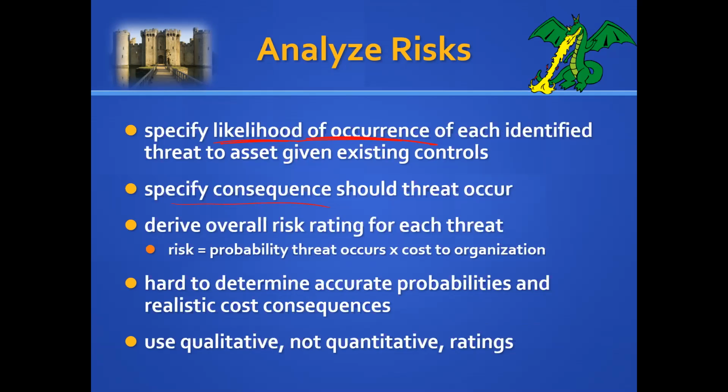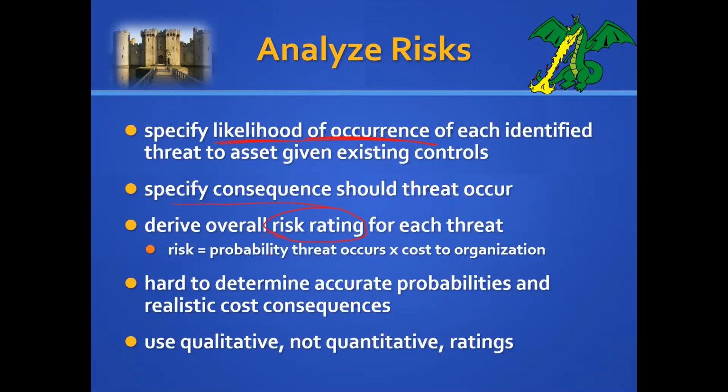Given these ideas, you try to derive an overall risk rating. This risk rating could be a percentage, like 40%, or it could be just a word. You say likely, unlikely, very unlikely. That kind of thing. So you derive that for each threat.